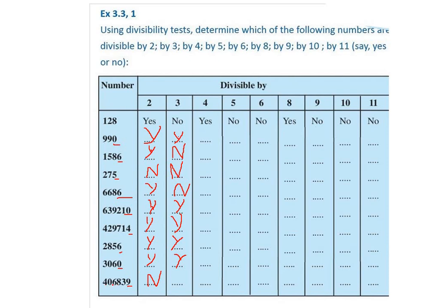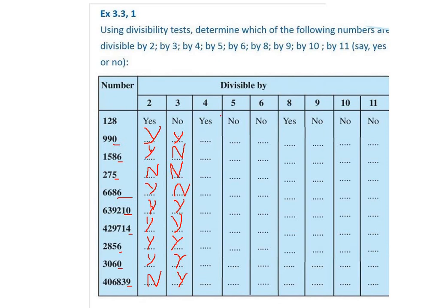4 plus 0, 4. Plus 6, 10. Plus 8, 18. Plus 3, 21. Plus 9, 30. 30 is also divisible by 3. So the whole given number 406839 is divisible by 3. So we are going to write yes for it.